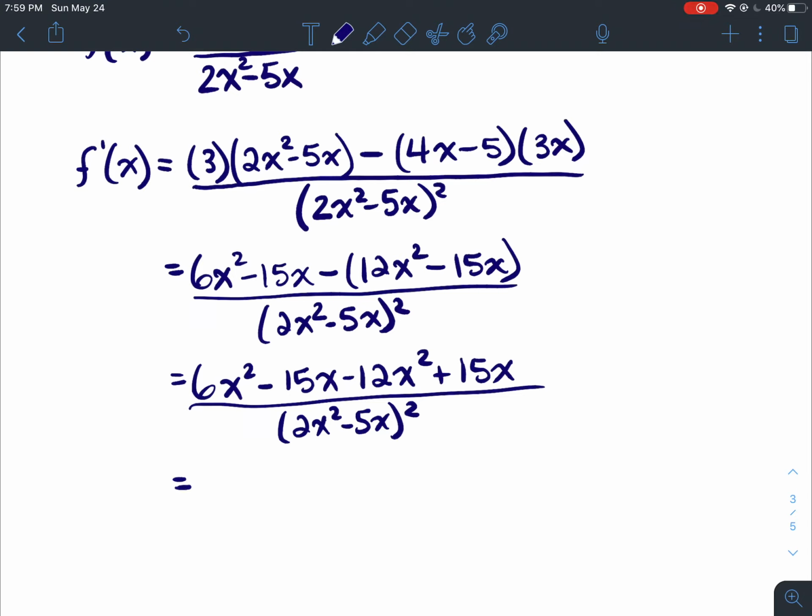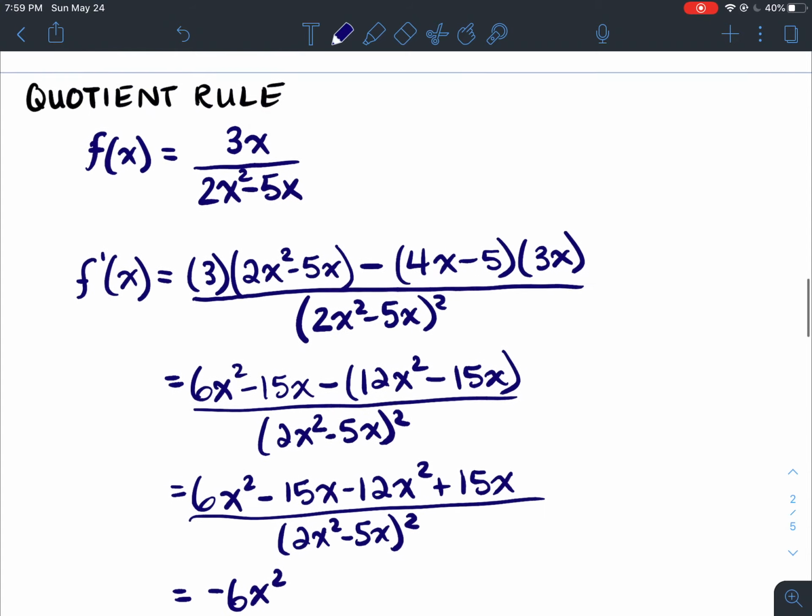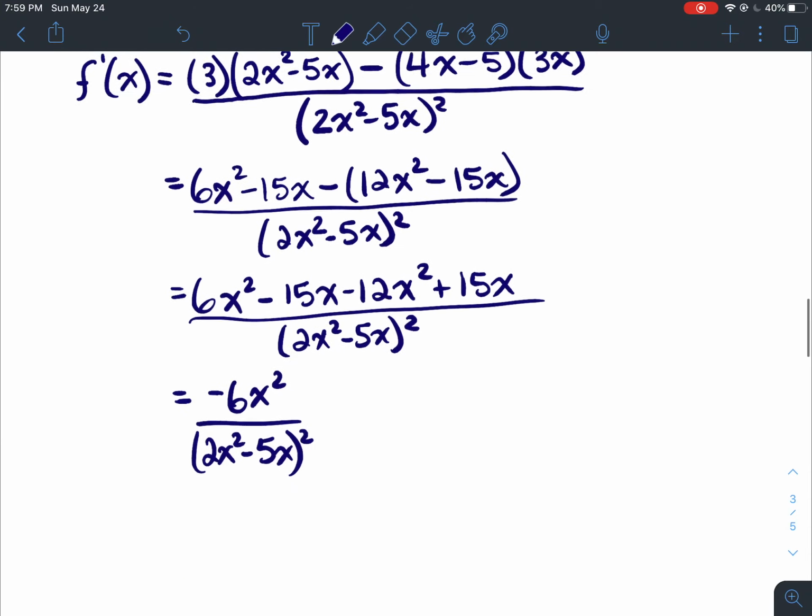So 6x squared minus 12x squared will be negative 6x squared. And negative 15x plus 15x is gone. Divided by this guy. Okay, and I would leave it like that. So that is your quotient rule.